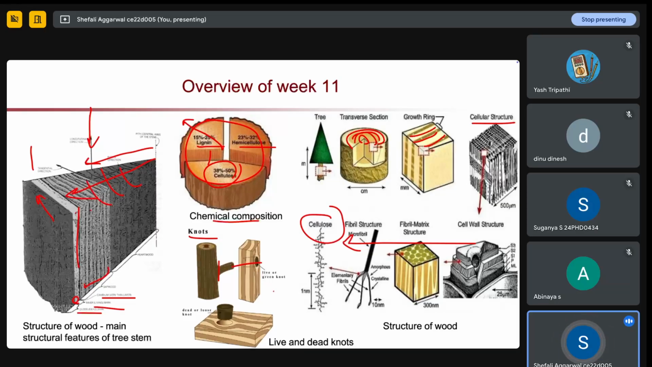There are 2 types of knot: live or green knot, and dead or loose knot. The type of knot which is very solid and cannot be removed is called a live knot, and a dead knot is very loose and can be easily removed. Basically, dead knots are formed because the cambium in this type of knot will be almost over. It will be a dead cambium, which makes this knot very loose and easy to remove. That is why we call it a dead knot.